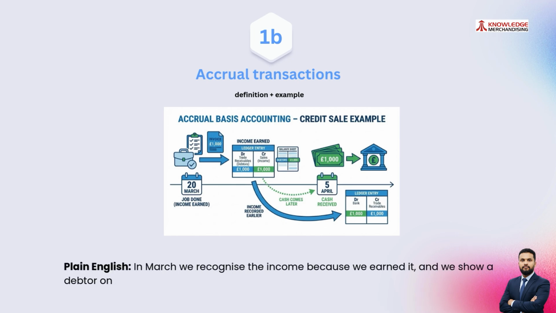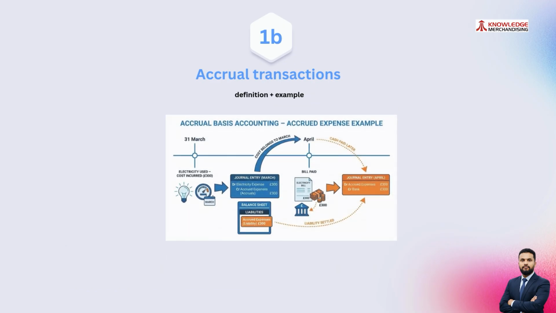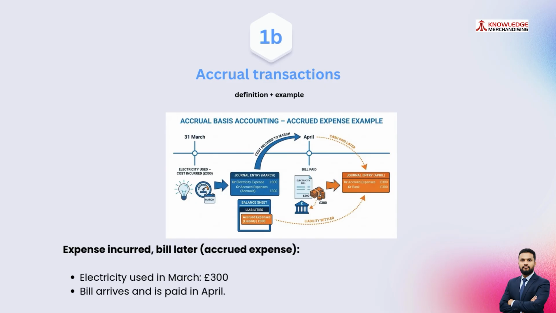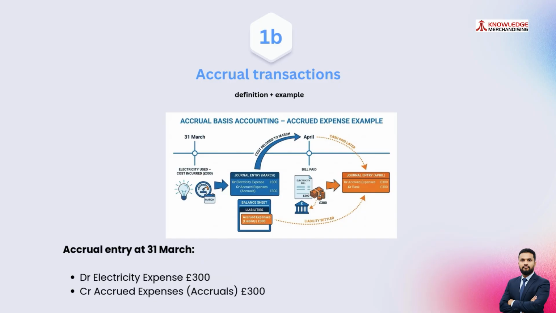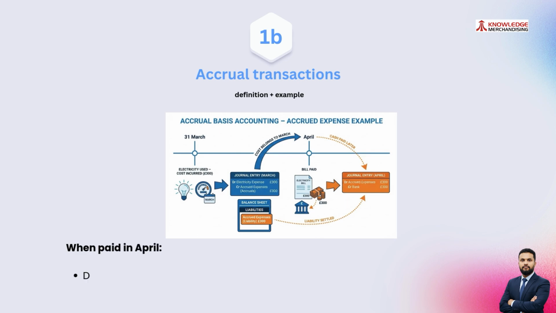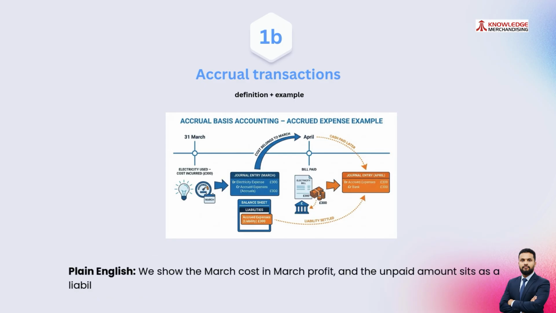In March, we recognize the income because we earned it and we show a debtor on the balance sheet until they pay. Example 2. Expense incurred, bill later, accrued expense. Electricity used in March, £300, bill arrives and is paid in April. Accrual entry at 31st March, debit electricity expense £300, credit accrued expenses, accruals £300. When paid in April, debit accrued expenses £300, credit bank £300. We show the March cost in March profit and the unpaid amount sits as a liability until paid.